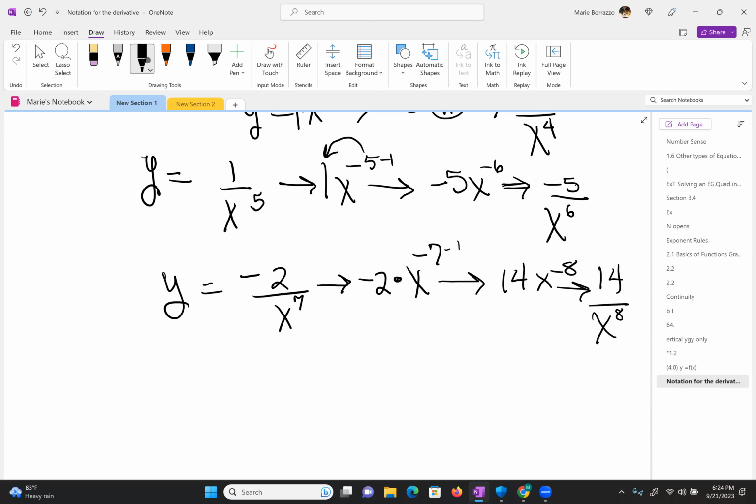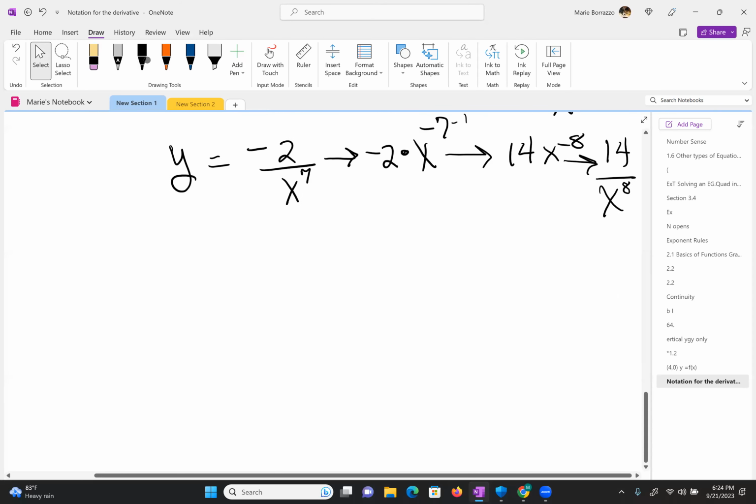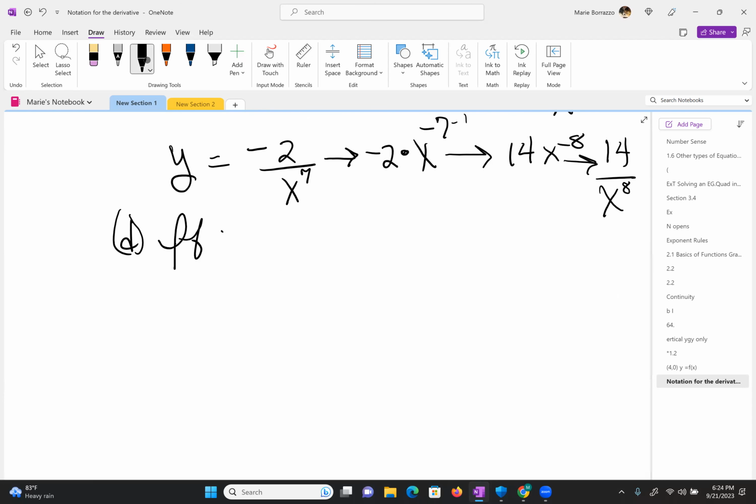Is everybody cool with that one? Yes. Okay, good. Let's do the fourth example. Fourth example in example 2 is if I'm given y equals the square root of something, anything, let's call it z. They want you to find the first derivative.